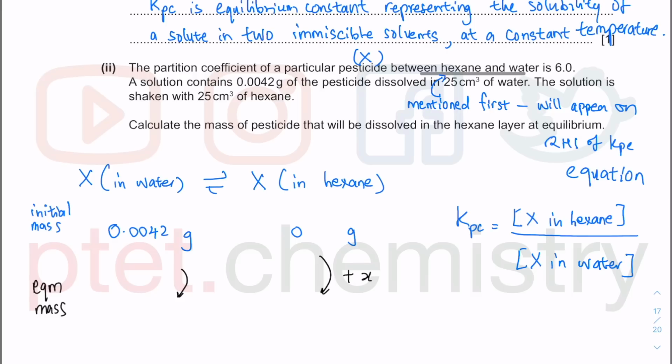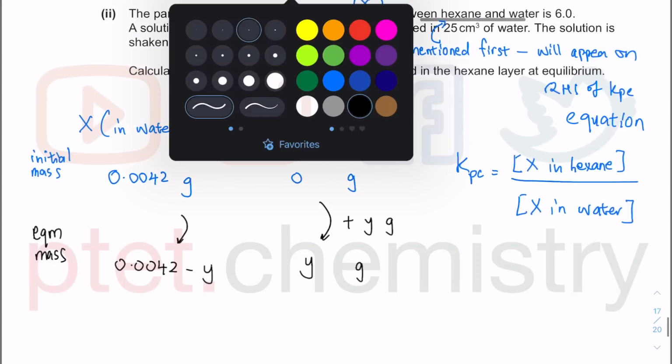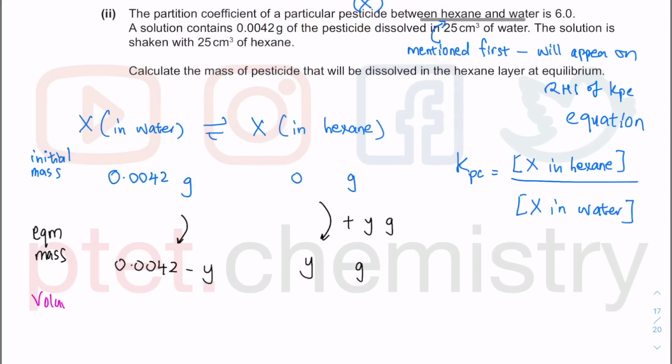So I will have X gram. Now X gram is bad. So let's say plus Y gram. So you have Y gram now. 0 plus Y is Y. So this is how much has gone from the water into hexane. If you started with this, but you lost Y gram into the hexane layer, you're going to get 0.0042 minus Y. It's now time for your volume, because we're talking about solubility after all.